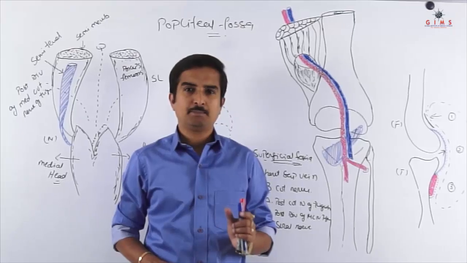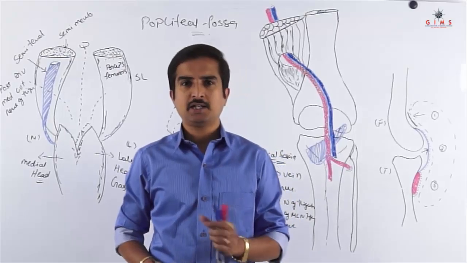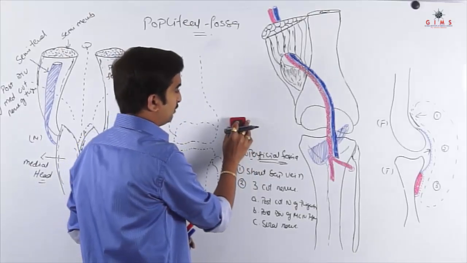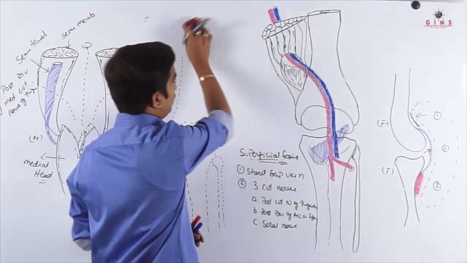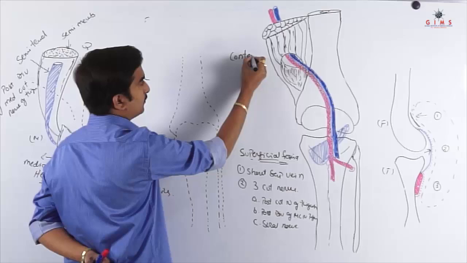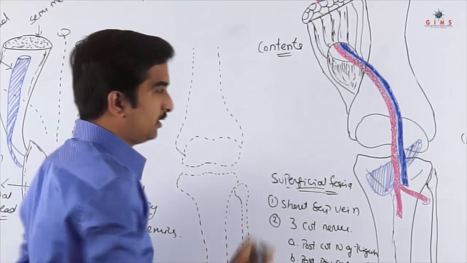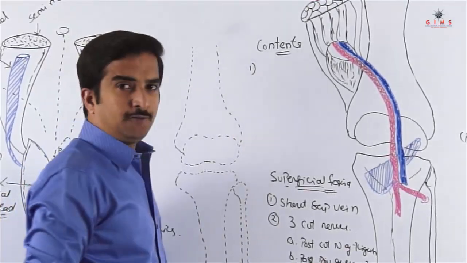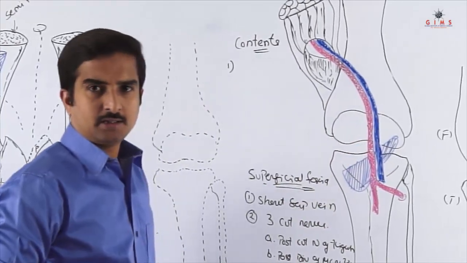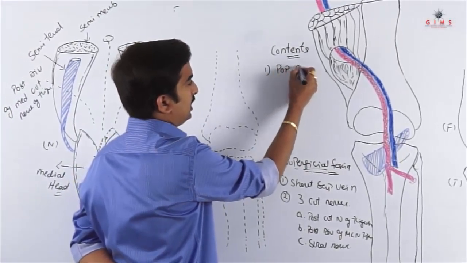After that, the important part we have to know about the popliteal fossa is what are the contents of the popliteal fossa. So let us study one by one. Here we are going to study the contents of the popliteal fossa. First, if you see the contents of the popliteal fossa, you can see the artery. The artery is called the popliteal artery. First is the popliteal artery.